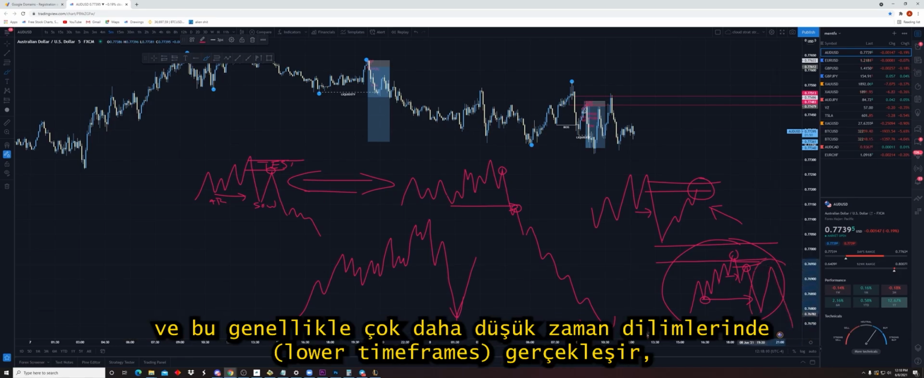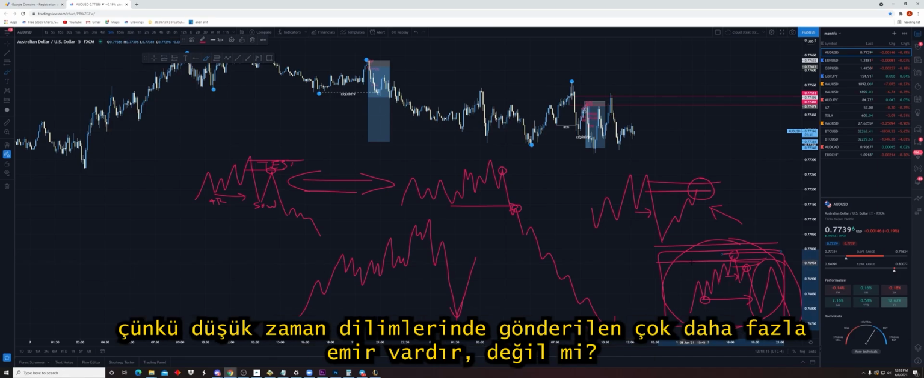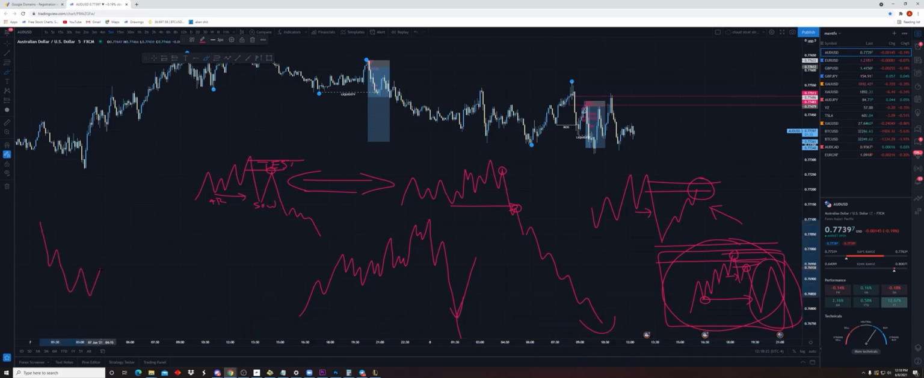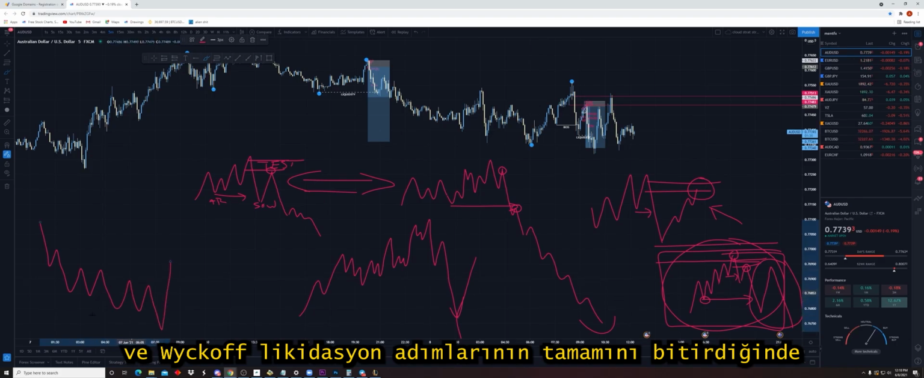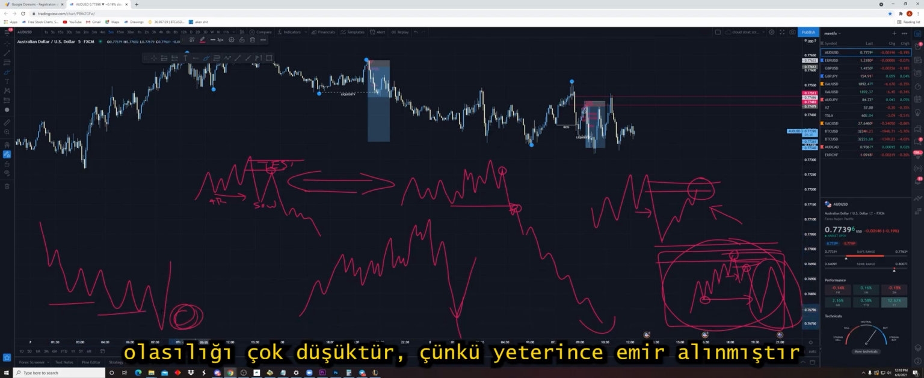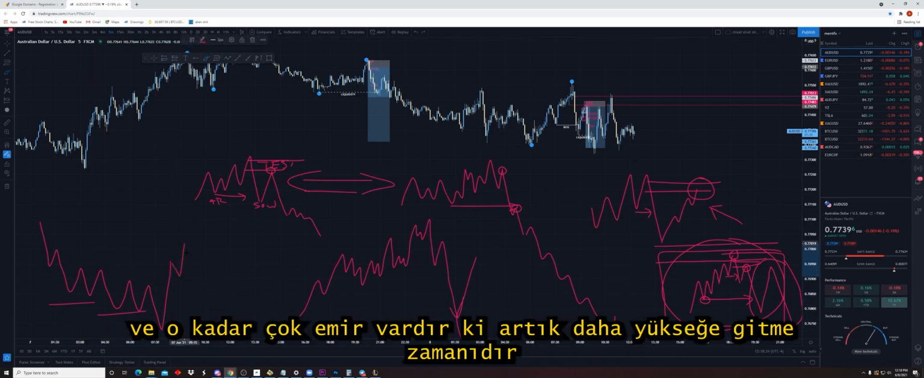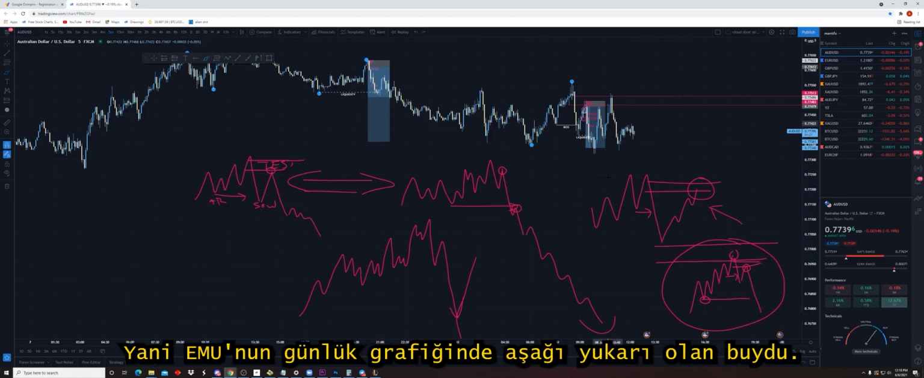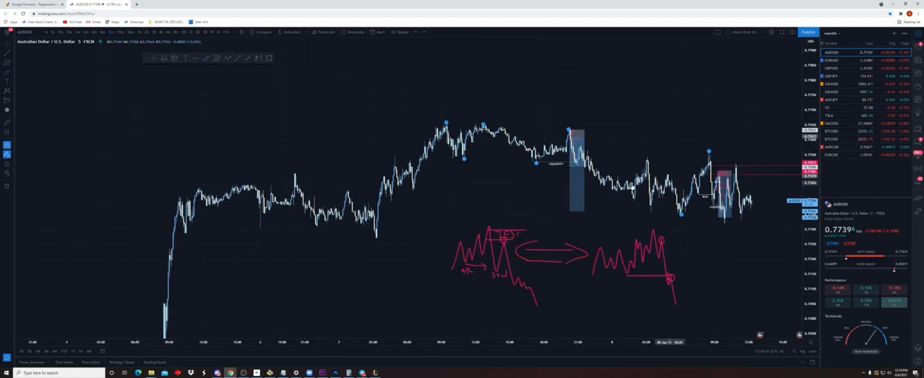Now this can happen, and this usually will actually happen on much lower timeframes, because on lower timeframes, there's a lot more orders being sent in. However, on a larger timeframe, oftentimes, if you have Wyckoff deliver and Wyckoff finishes all the steps of the liquidations and then breaks structure, the odds of it coming all the way back here are very low, because enough orders have been taken in and there's so many orders that it's time to just move higher, and it'll kind of just mark up like this, right? So that's kind of what happened on EU's daily chart. So let's take a look at that very quickly.